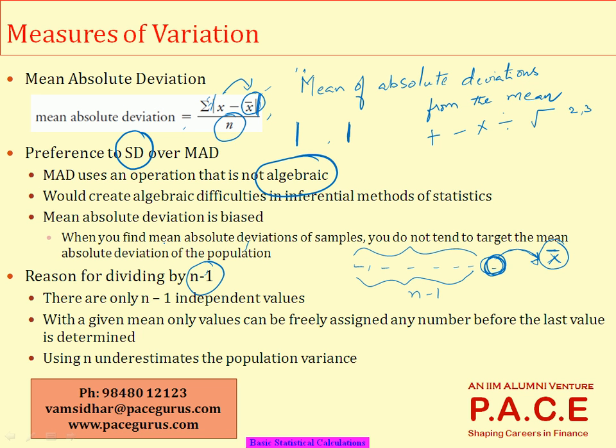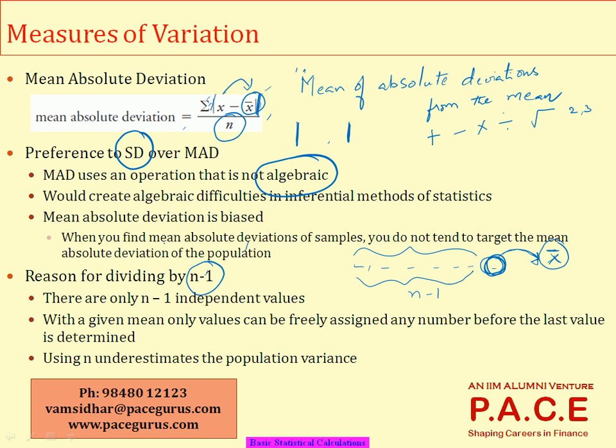And in reality also, people started finding out that if n has been used, it has been underestimating the population variance, but if n minus 1 is used, it looks as if it was estimating the population variance more accurately. So even from an empirical or an experiential standpoint, it is preferred to use n minus 1 in the denominator to arrive at the sample standard deviation or sample variance, but not n.